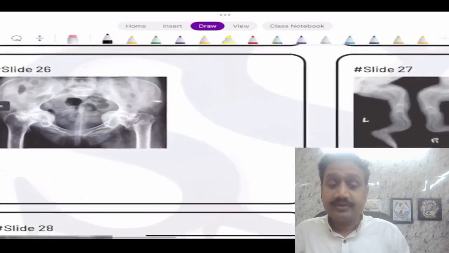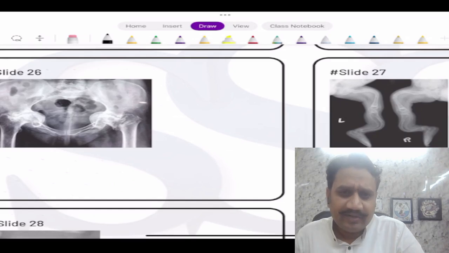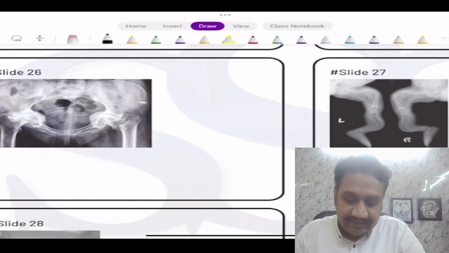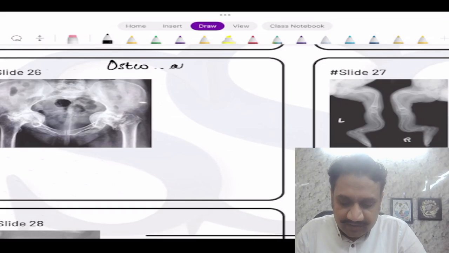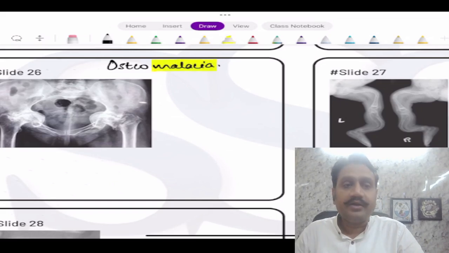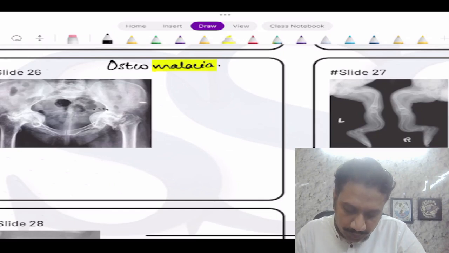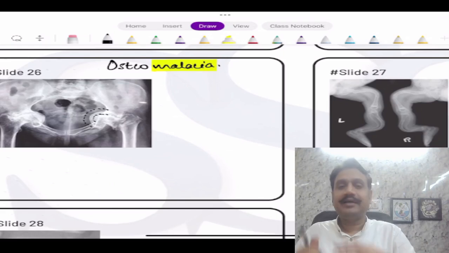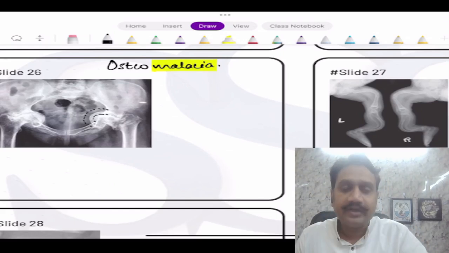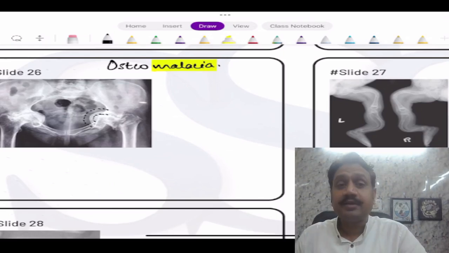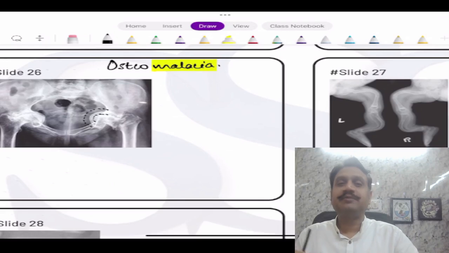Now, in cases of osteomalacia, what is the meaning of this word osteomalacia? Osteo, you all know, is for the bones. And what is the meaning of malacia? Malacia means softening. So when there is a softening of the bone, the head of the femur and the acetabulum have both gone into the pelvic cavity, right? This is what happens when the bones are so soft and the person keeps on walking.